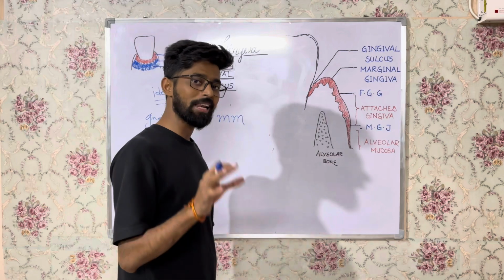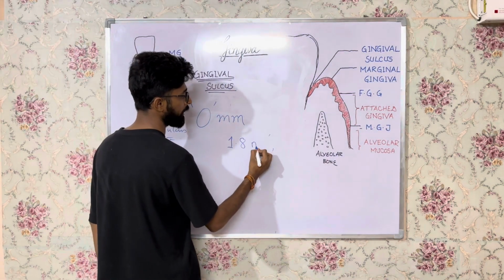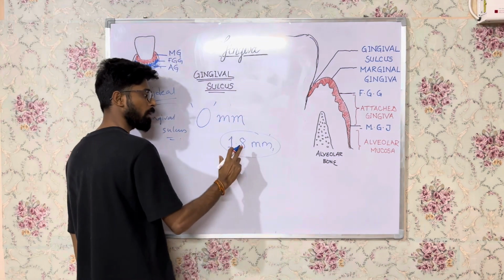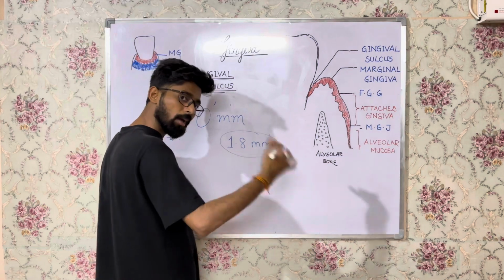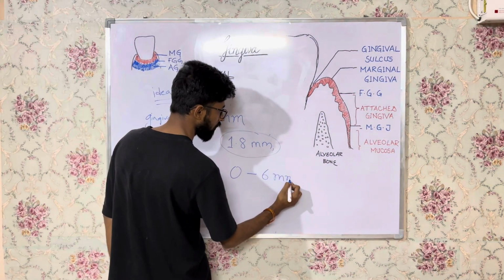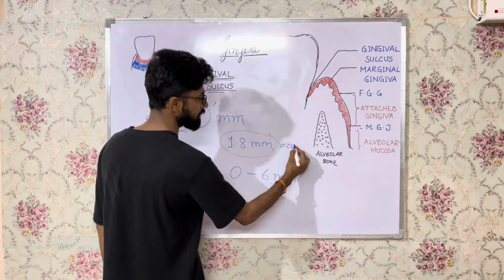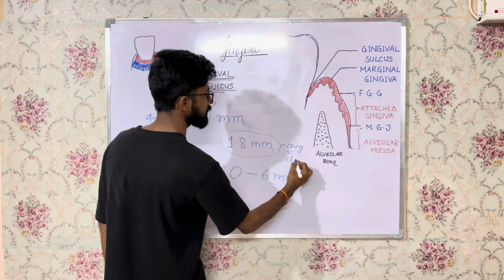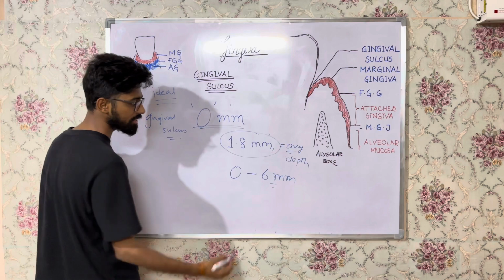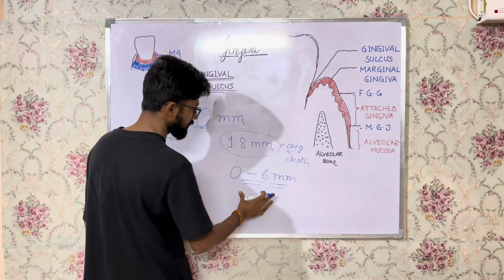So in a normal healthy human gingiva, the ideal depth is 1.8 mm, and the depth ranges from 0 to 6 mm. This is the mean, or ideal average, depth of the gingival sulcus. This is the ideal depth of the gingival sulcus and this is the variation in the depth of the gingival sulcus.